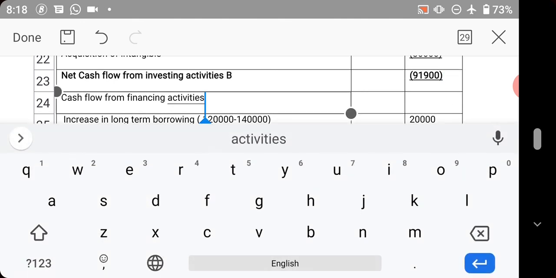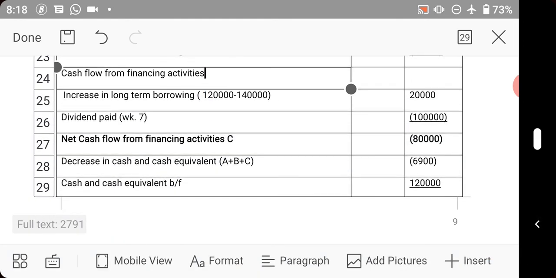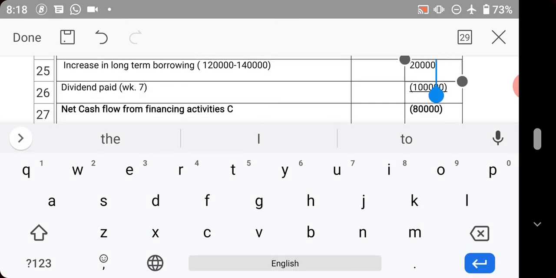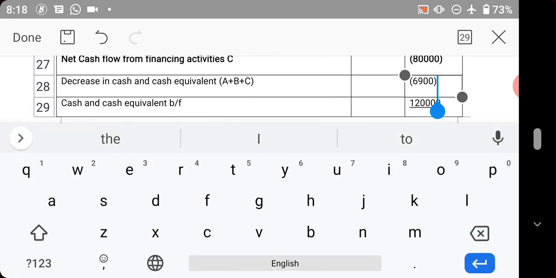So we now look at cash flow from financing activities. I hope you understand. We have increase in long-term borrowing. The beginning value was 120 and the ending value was 140. So we borrowed money of 20,000 naira during the year. Dividend paid, what we are already told, is 100,000. So if you add, you have 80,000. When you add all this, it gives us 6,900. Decrease in cash and cash equivalent will give us 6,900.